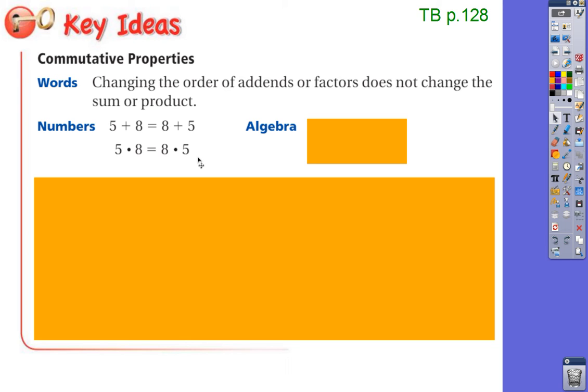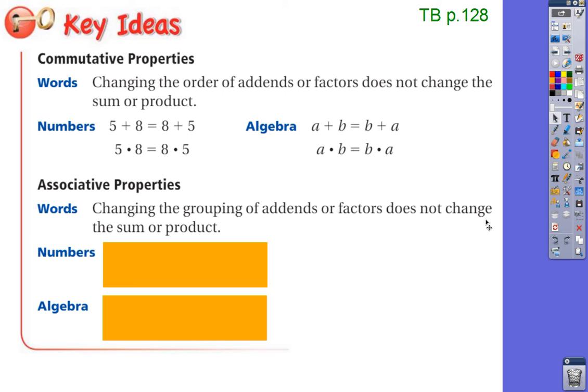The same is true when we're multiplying. We can take 5 times 8 and change it to 8 times 5, and both of these answers are equal. The same is true if we have an algebra sentence. A plus B is going to give us the same answer as B plus A, and A times B is going to be equal to B times A. So commutative simply means that we are changing the order of the addends or factors, depending on whether we're adding or multiplying. The answer stays the same.